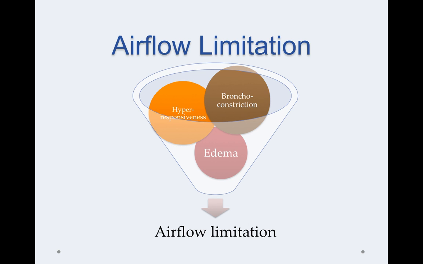Airflow limitation is caused by a variety of changes in the airway, which all are influenced by inflammation. The three most common factors in airflow limitation include hyperresponsiveness, bronchoconstriction, as well as edema. Remodeling of airways may also occur, and reversibility of airflow limitation may be incomplete in some cases.